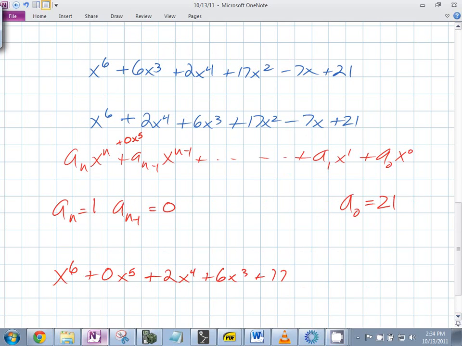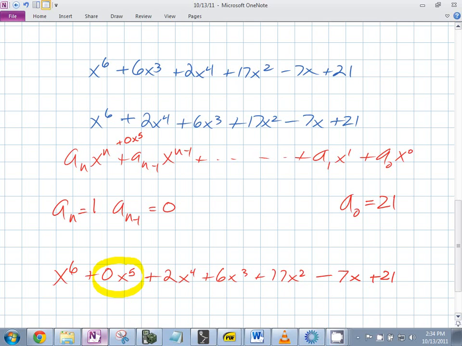A sub n is the leading coefficient. What is the leading coefficient? 1. A sub n minus 1 is the coefficient of the x that has 1 less power than the highest. The highest power of x was 6. What's 1 less than 6? Is there an x to the 5th term? No. So what is a sub n minus 1 therefore? 0, because it's not there. It's 0. What therefore is a sub n minus 2?